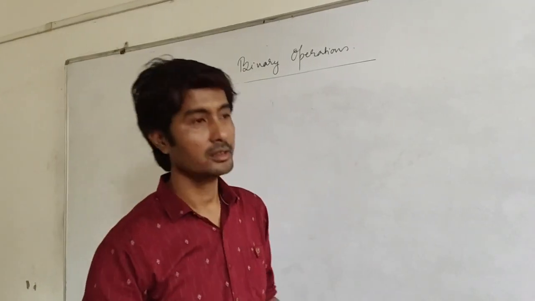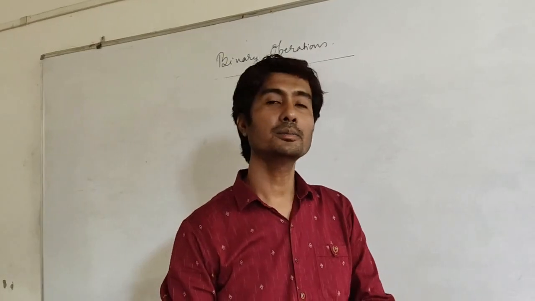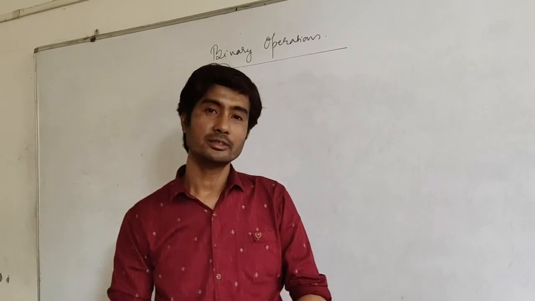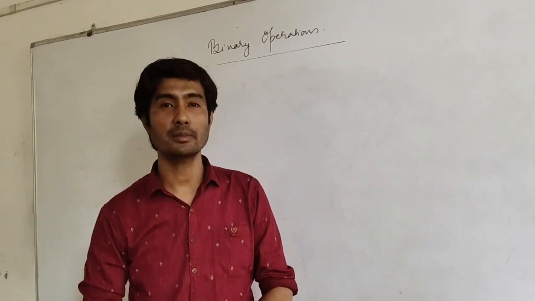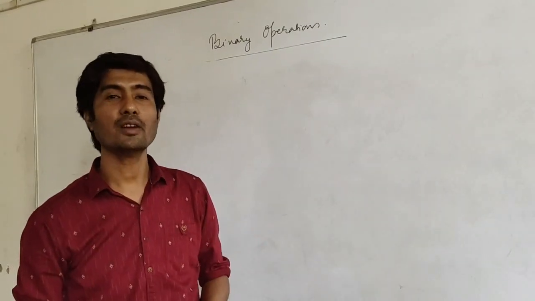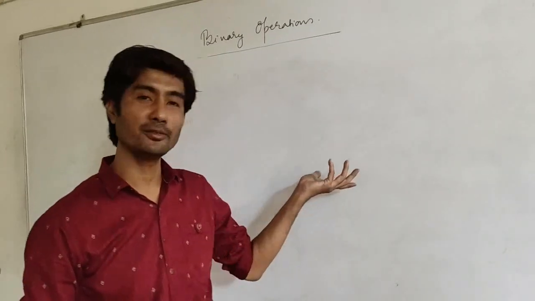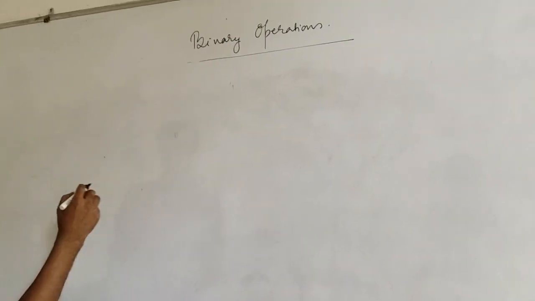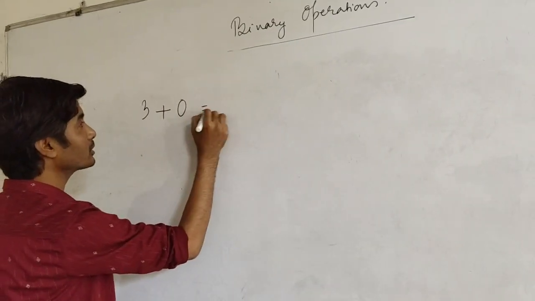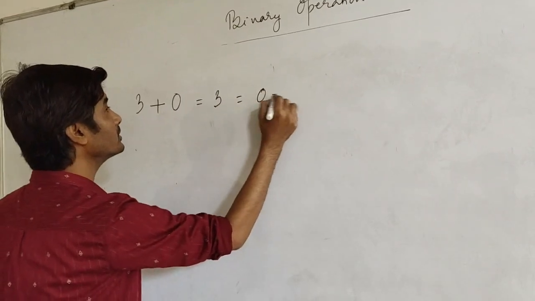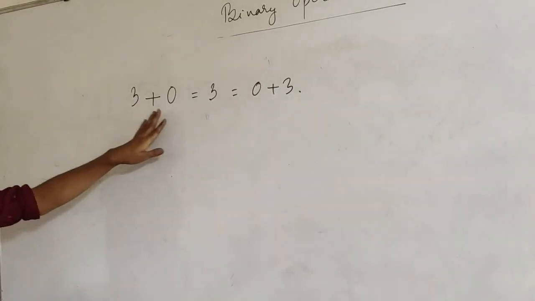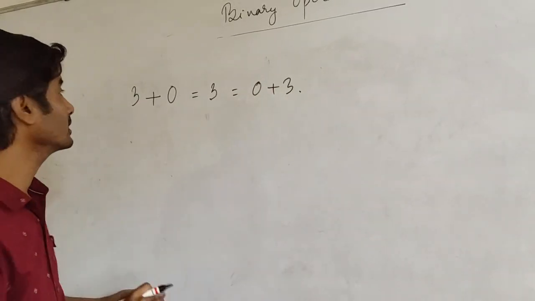Next, we go to another important part of this binary operation, which is your identity and inverse of an element with respect to binary operation. To understand this concept of identity and inverse, we take an example again from our school mathematics. You look at this example. 3 plus 0 is equal to 3 is equal to 0 plus 3. That is a very fundamental result, that 3 plus 0 equal to 3, which is 0 plus 3.